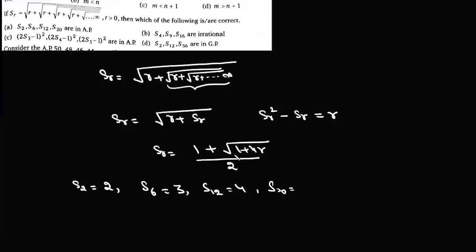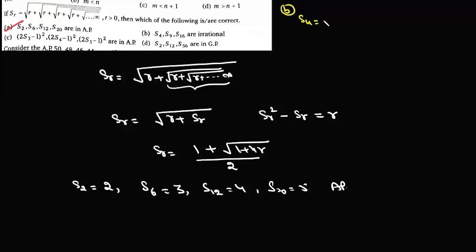And S20 is (9 plus 1)/2, that is 10/2, which is 5. So 2, 3, 4, 5 is an AP. That means option A is correct. Now for option B, we need S4, S9 and S16.